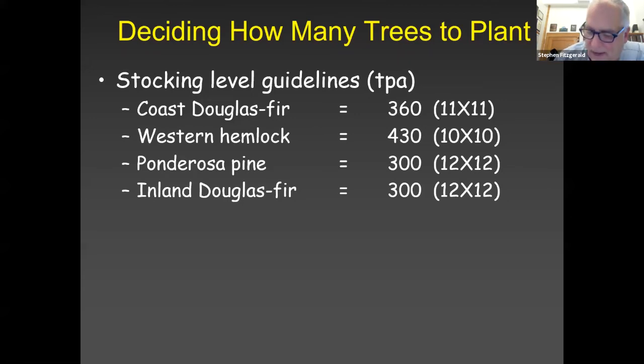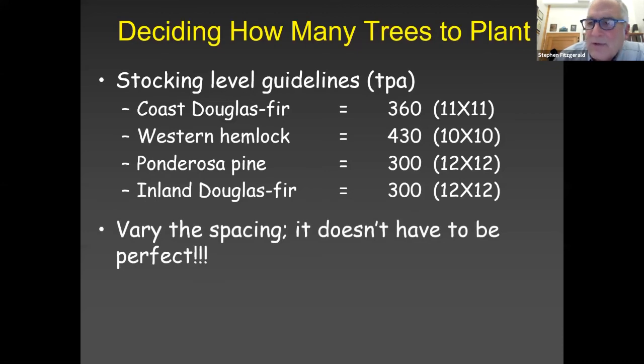So I like to vary the spacing, to add variety and structure to a developing stand. So it doesn't have to be perfect. If you're anal, then go for it. But you could have openings and gaps and what we call early seral habitat, and still plant seedlings and vary the spacing.